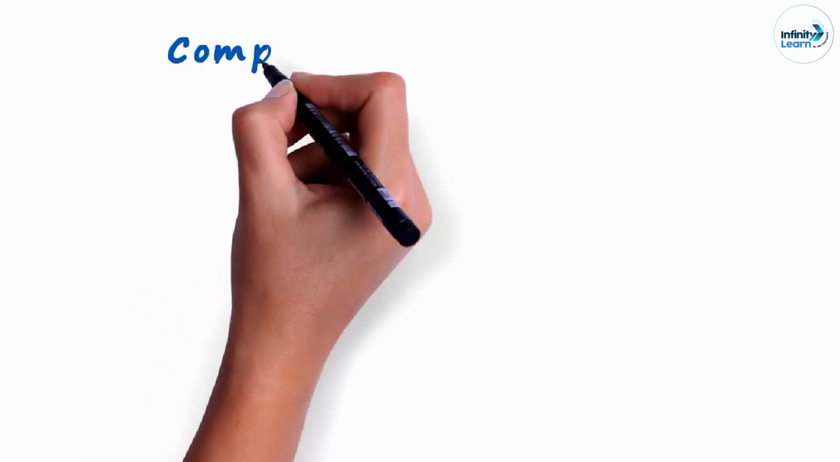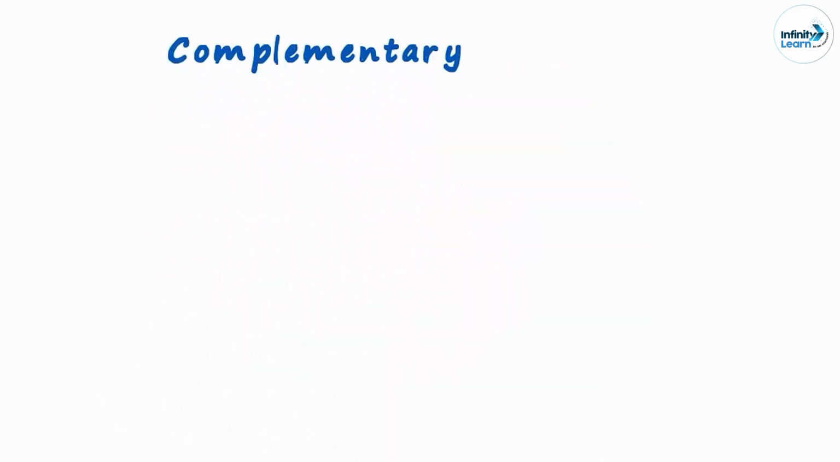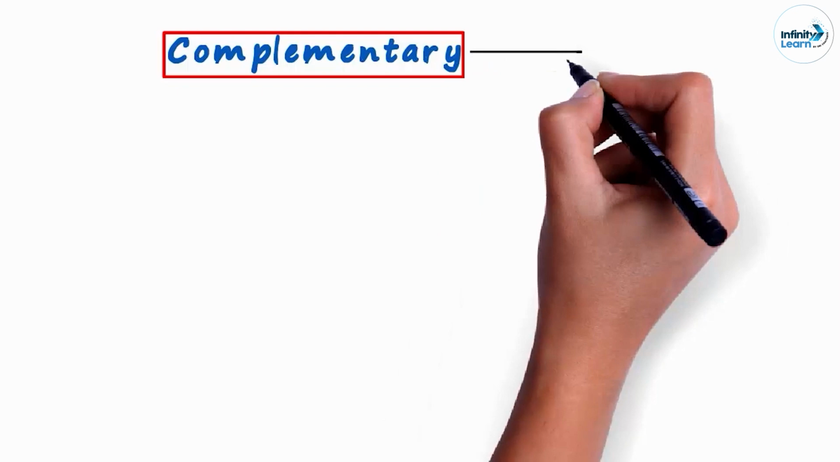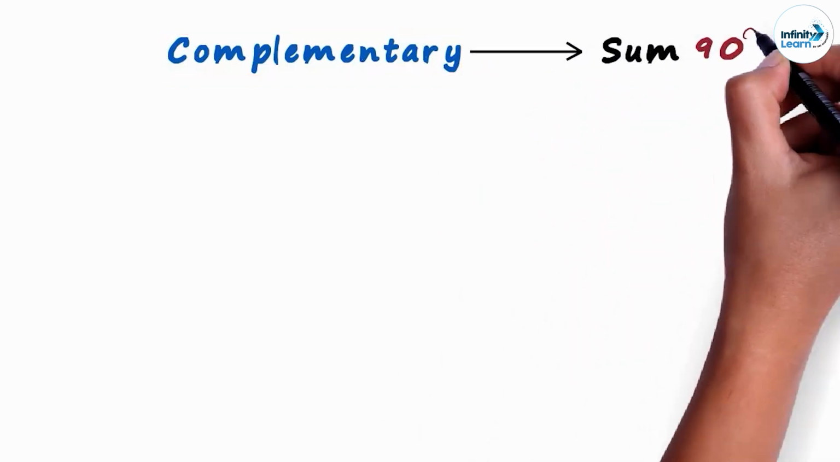In this video, we will be looking at trigonometric function values for complementary angles. Okay, that's great, but what does complementary mean? Two angles are said to be complementary if their sum equals 90 degrees.